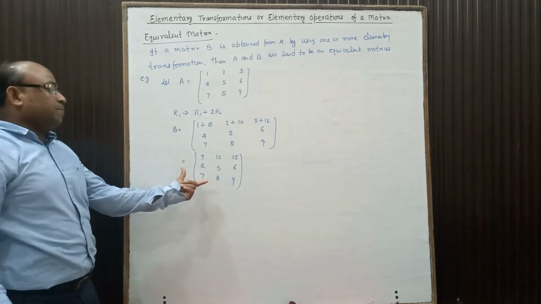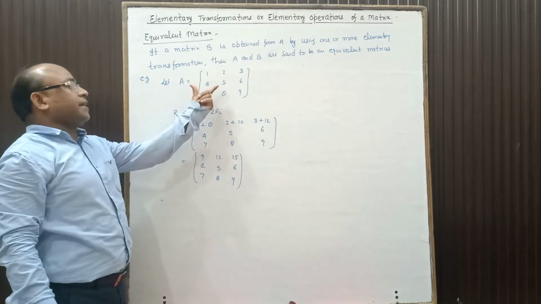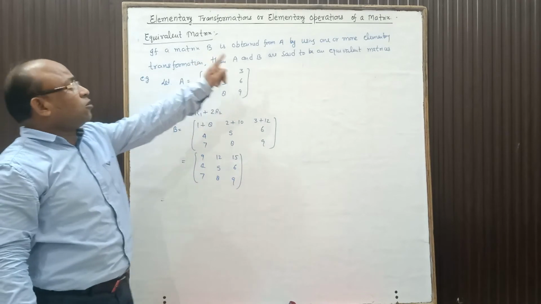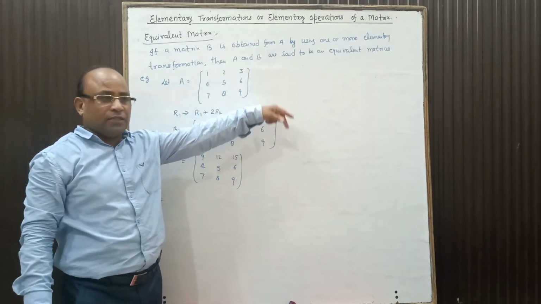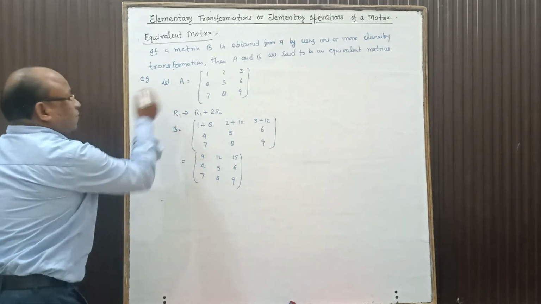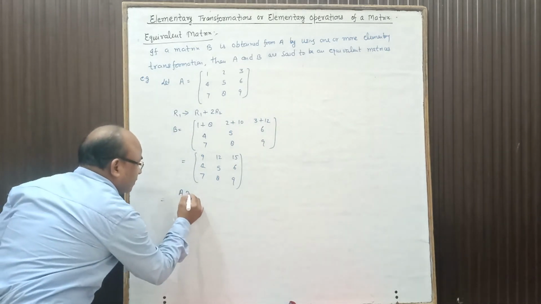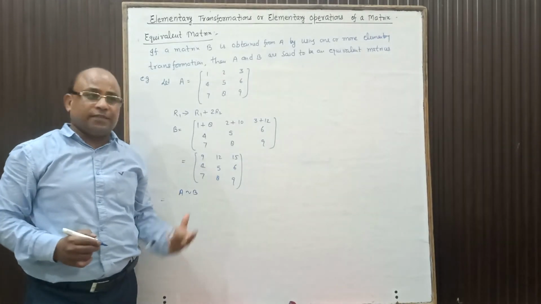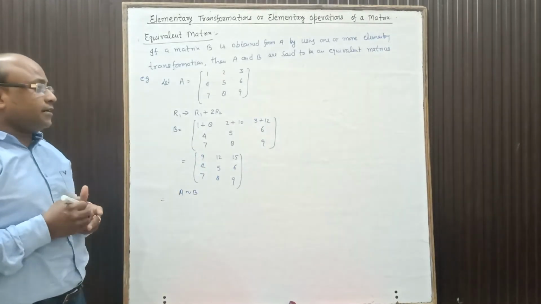This is a matrix B, which is obtained from the matrix A by using only one transformation. But here we can say one or more. You can use any more transformations. So this is equivalent to A, and it is denoted by A is equivalent to B. Here A and B both are equivalent matrices. This is the definition of equivalent matrix.